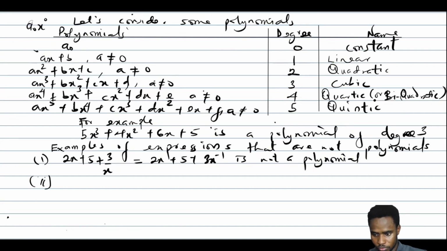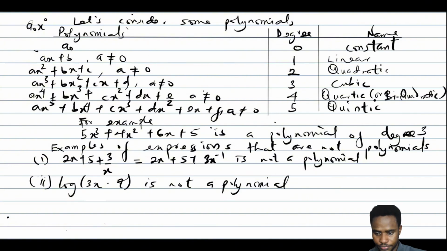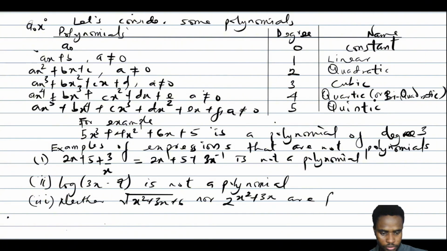Another example is, let's say, log of 3s minus 7, which is not a polynomial because of the log. Another example is neither a root, let's say the square root of s squared plus 3s plus 6, nor a power, let's say we have 2 to the power s squared plus 3s, are polynomials. So these are examples of expressions that are not polynomials.